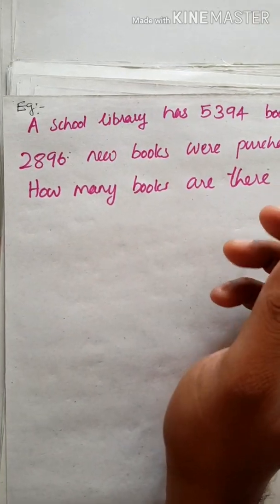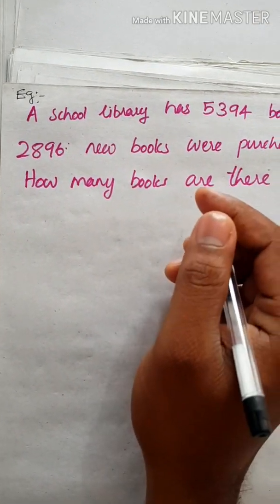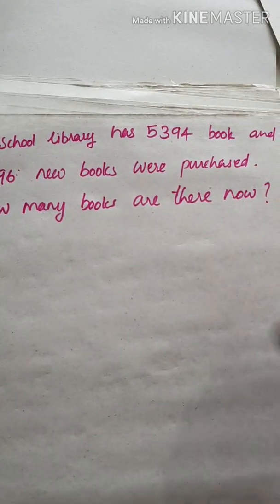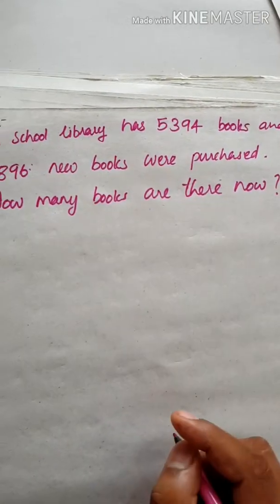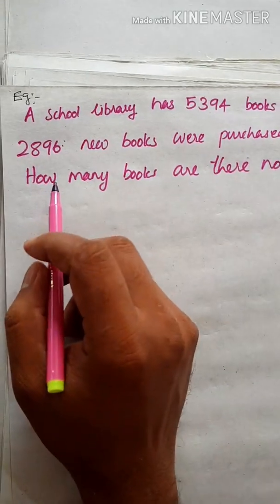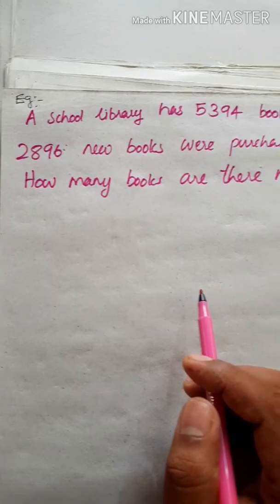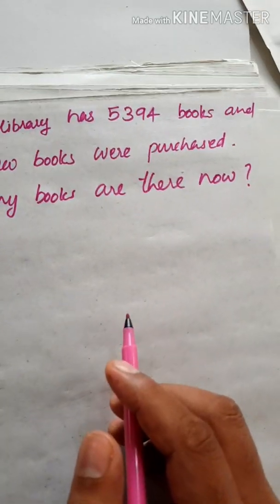The question is, once again: a school library has 5,394 books and 2,896 new books were purchased. How many books are there now? This is the question.